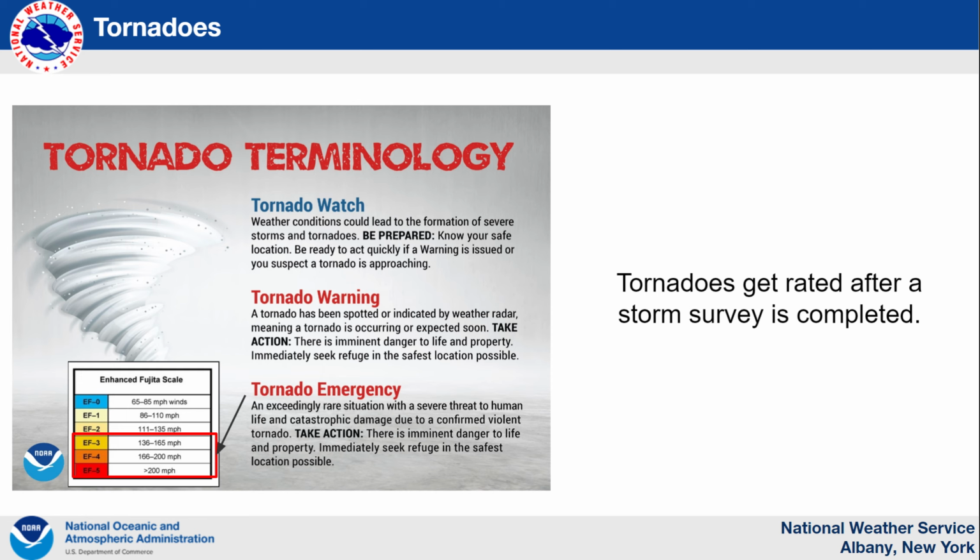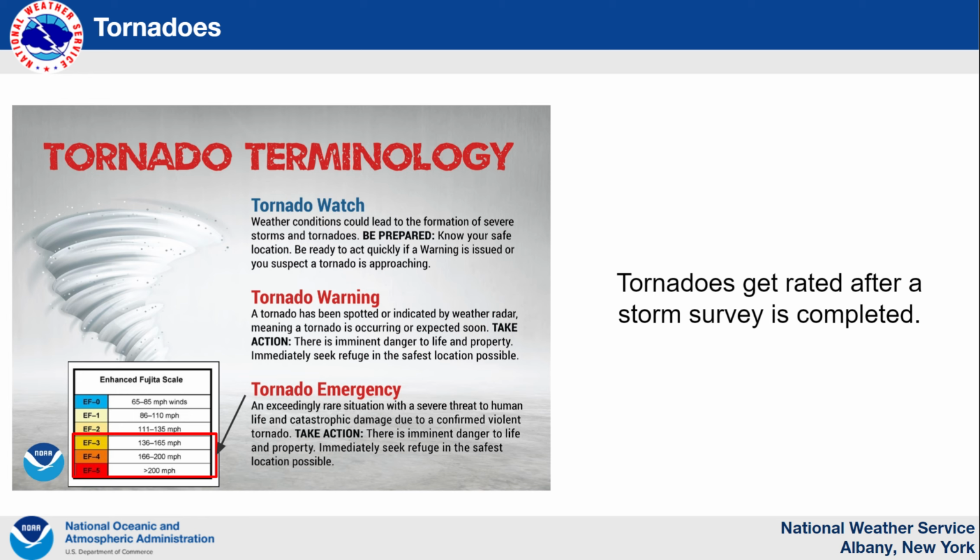A tornado warning means a tornado has been spotted or indicated by weather radar, meaning a tornado is occurring or expected to occur soon. Take action immediately. There is imminent danger to life and property. Immediately seek refuge in the safest location possible. In most cases, this will be your basement or an interior room like your bathroom.